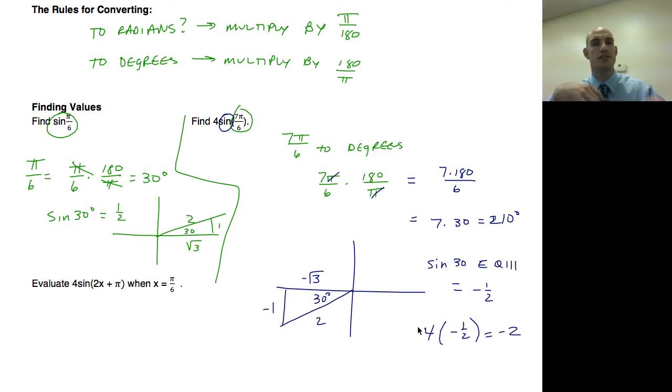So really all we're doing is converting these radians to degrees and then doing what we've always done. I want you to try this one. They're going to ask you to substitute a little bit. You're going to have to find a common denominator, but I think you can do it.